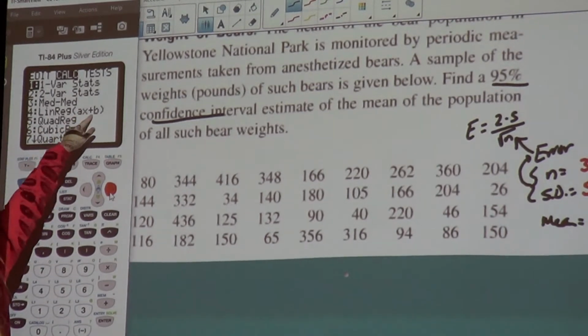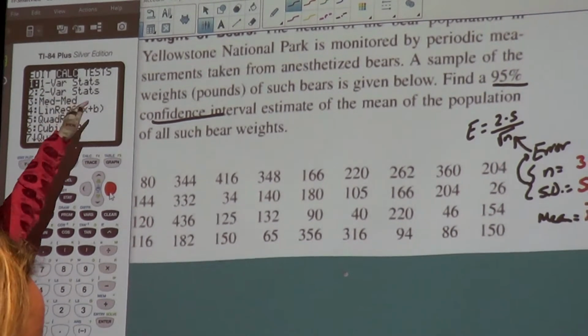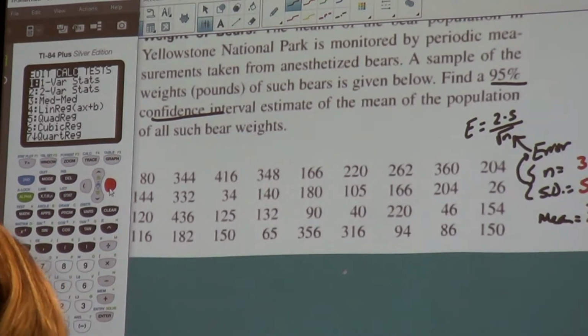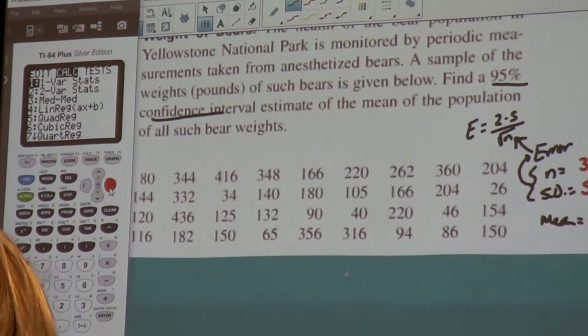That's your y equals ax plus b. This was when we didn't know much and we only had one list. That's why it's called the one variable.